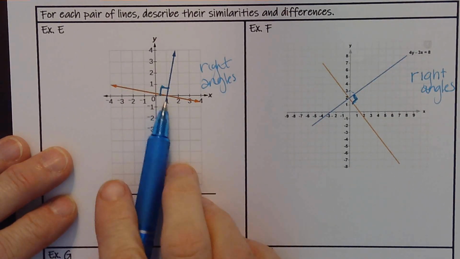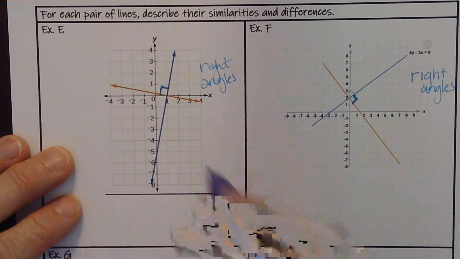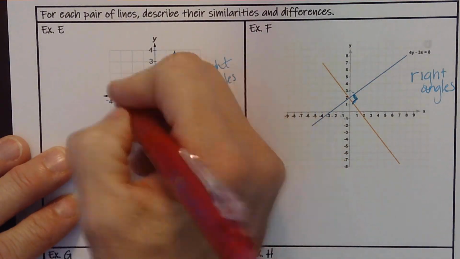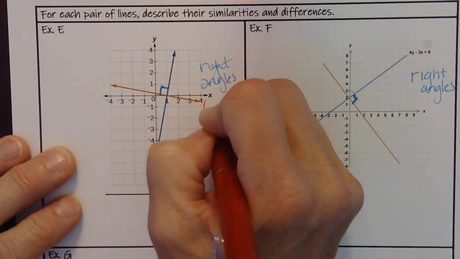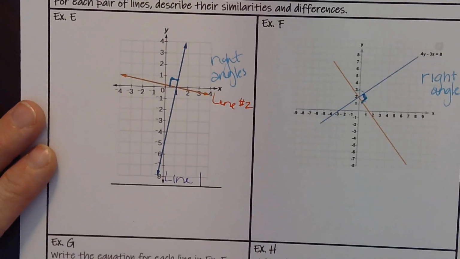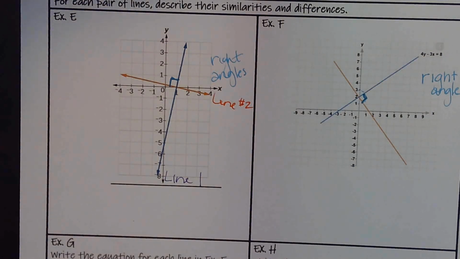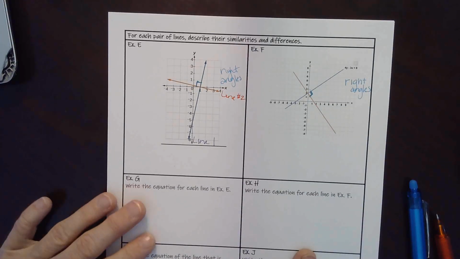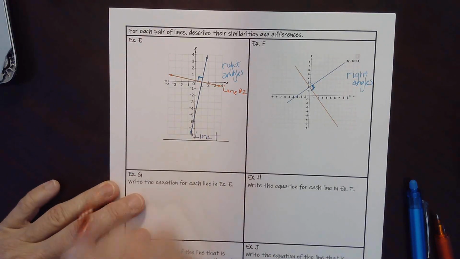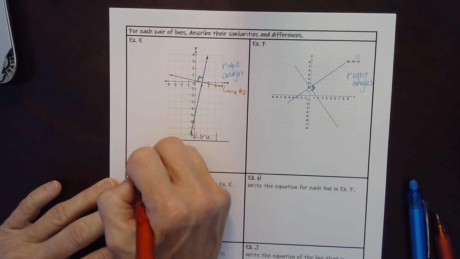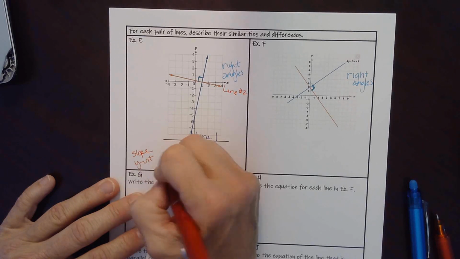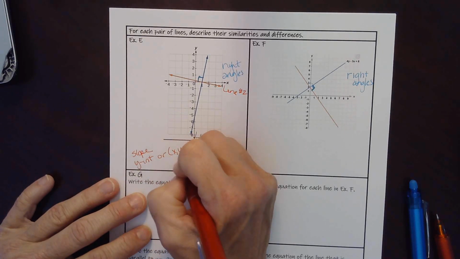write the equation for each of these lines. So let's let the blue line be line 1, and we will let the red line be line number 2. So what do we need to write the equation for a line? We need two things. We need the slope, and we need the y-intercept, or simply a point.